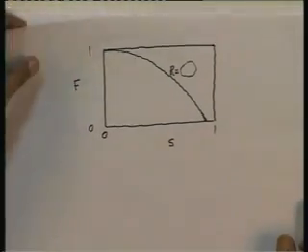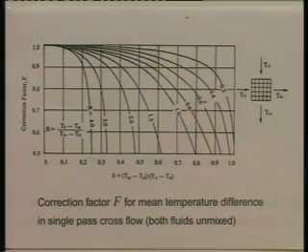Now, let us look at actual results which have been obtained. I am going to show you 3 charts for the 3 cases of cross flow. This is the chart which I am showing you now. The correction factor f for the mean temperature difference in single pass cross flow, both fluids unmixed. Case 1, what we have got.